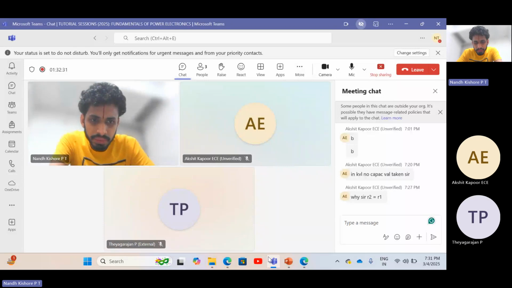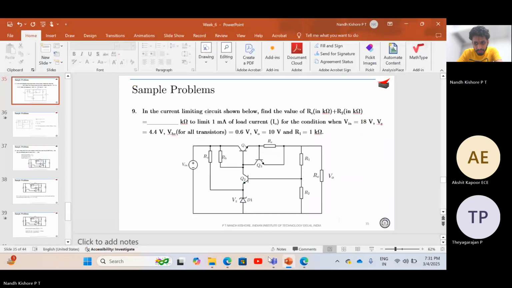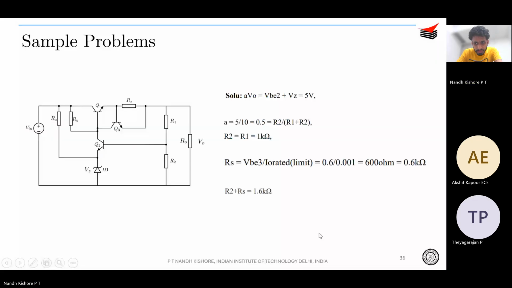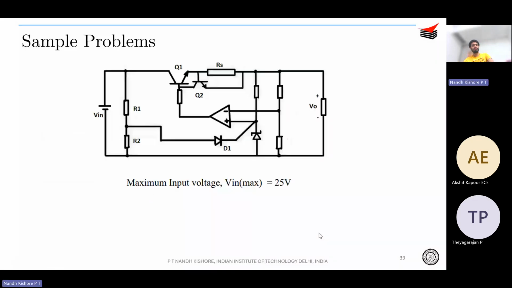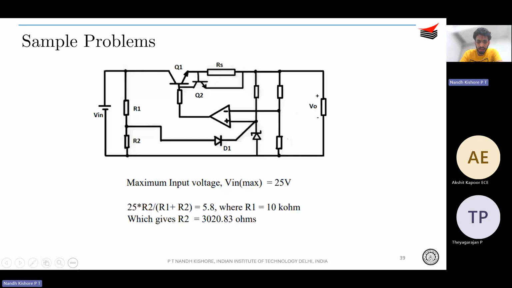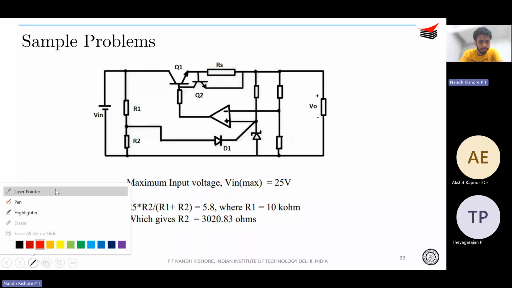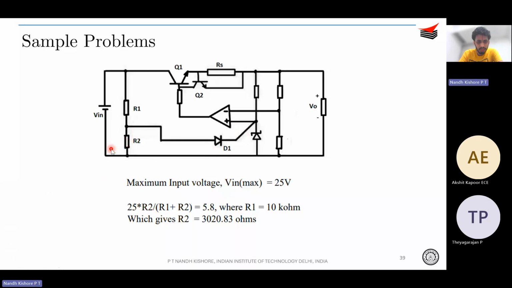Yeah, so we were over here, and again the condition is we applied KVL in the lower loop. So you obtained what is R2. R1 is given, therefore by the voltage division rule you get what is R2. Okay.